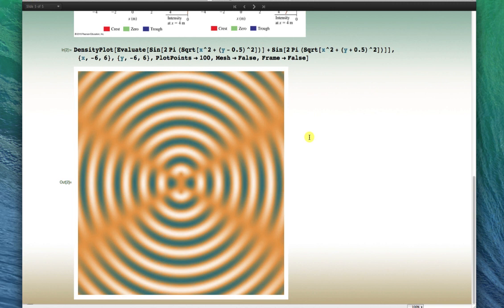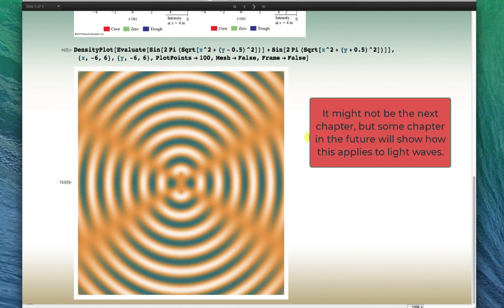So this covers the majority of what we need to talk about for two-source interference. And we're going to do this more in the next chapter when we talk about light. We'll do this with light, demonstrate it with lasers, and understand some interesting things about diffraction and interference.